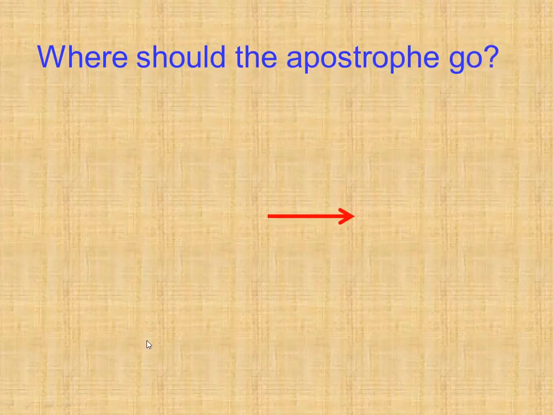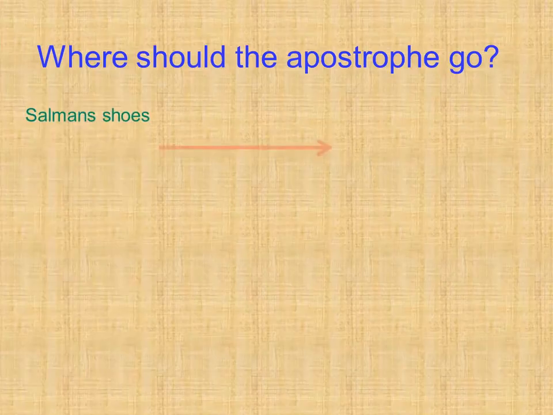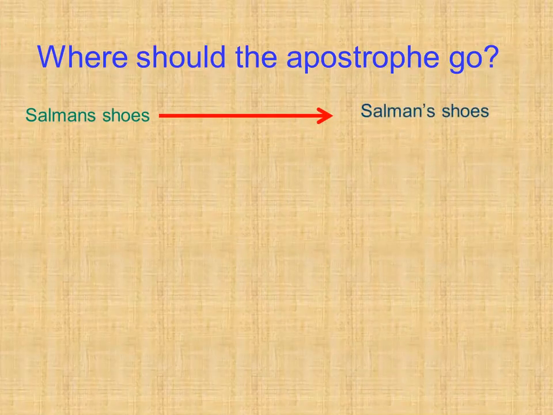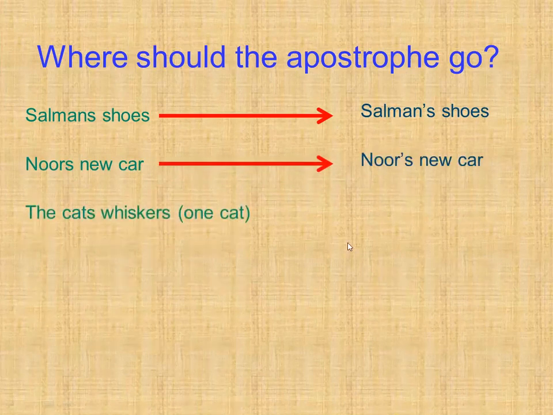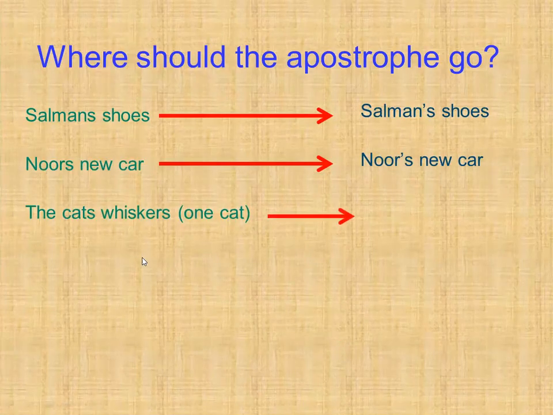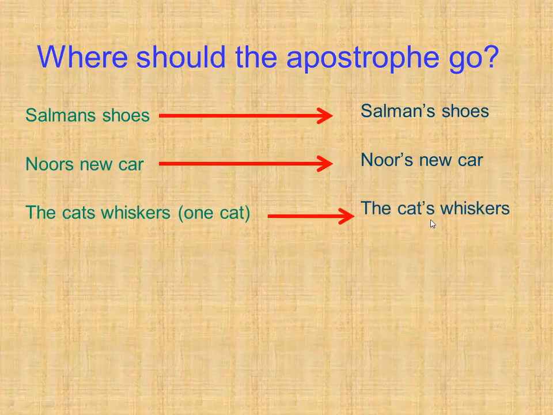So where should the apostrophe go? Let's practice a little bit. Salman's shoes. Talking about one person here, so the apostrophe should go before S. Noor's new car. Again, talking about one person here, so the apostrophe should go before S. The cat's whiskers. Talking about one cat, where do you think the apostrophe should be? Before S. I hope you got that one right.